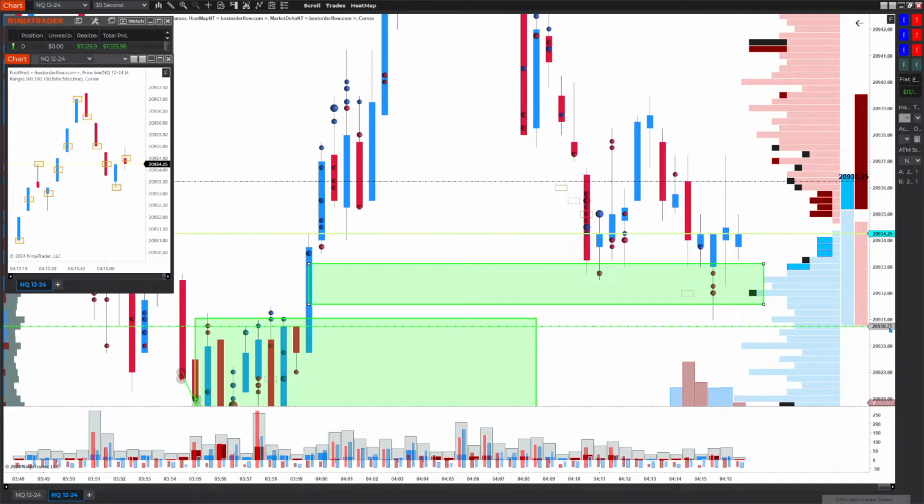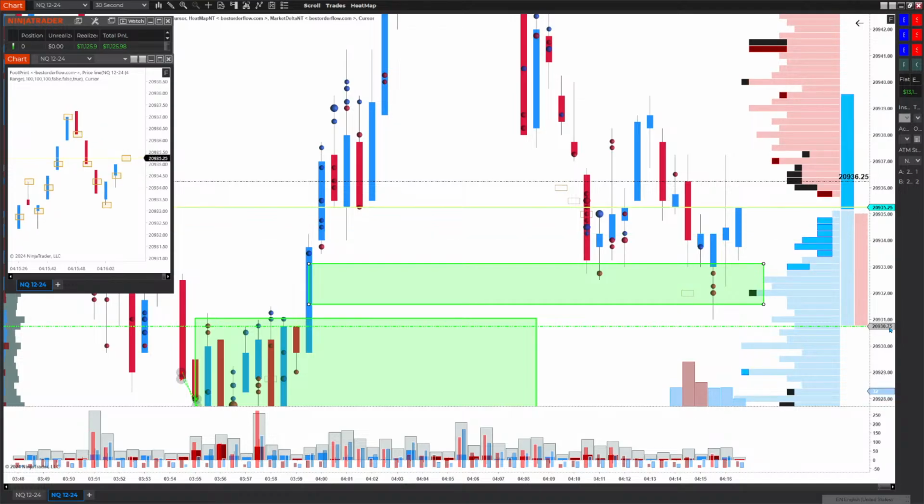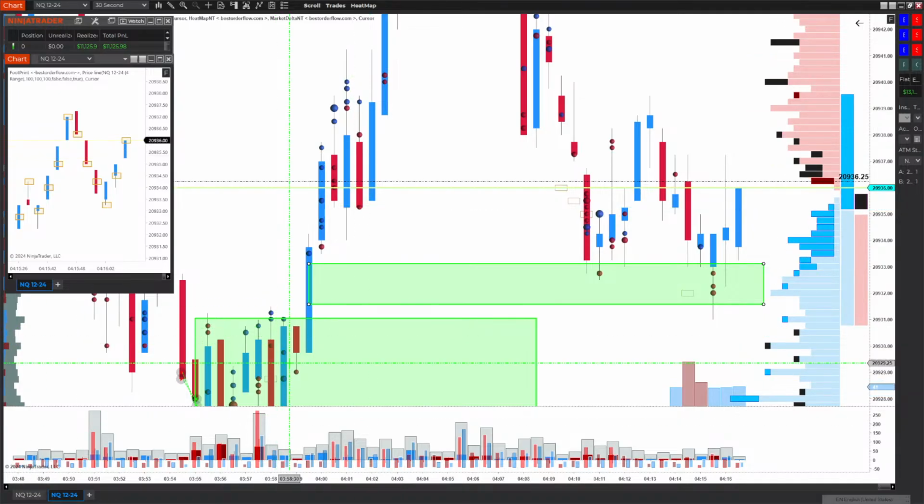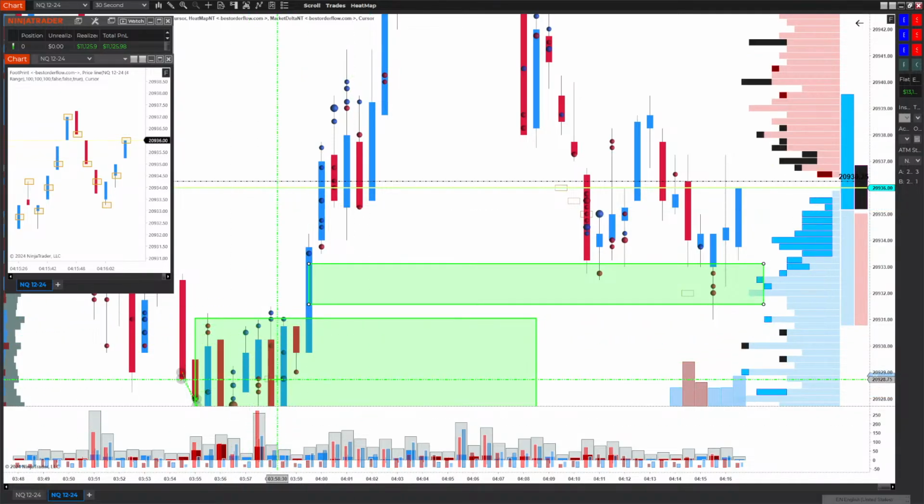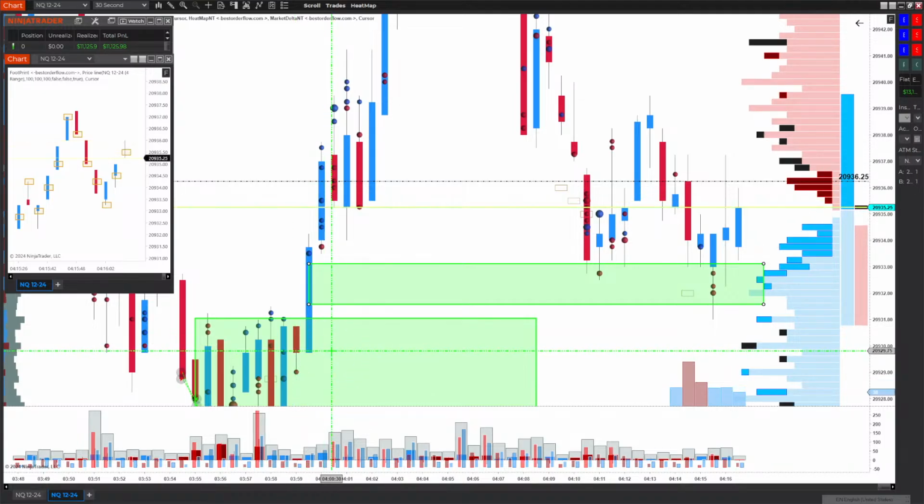So yeah, we actually went through this zone, we pierced it through, and we got a reaction from this very range. That's usually what happens.